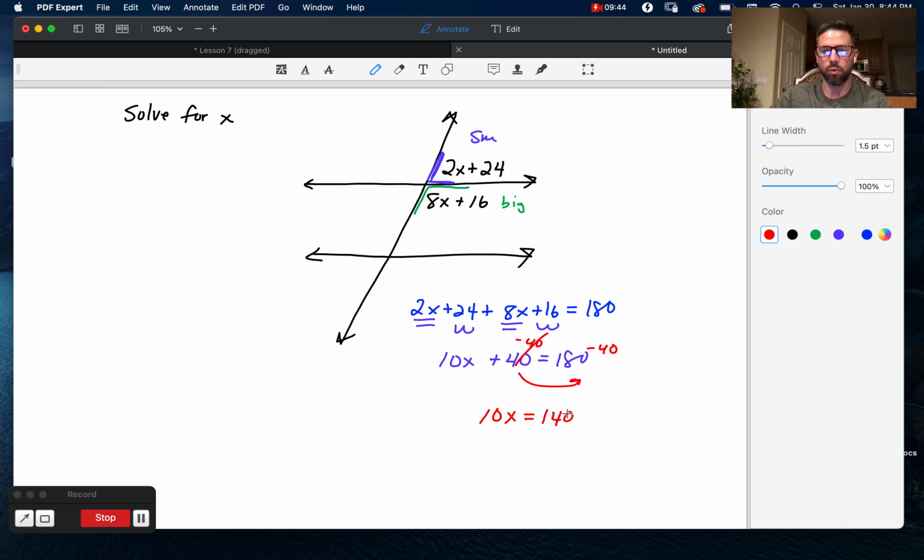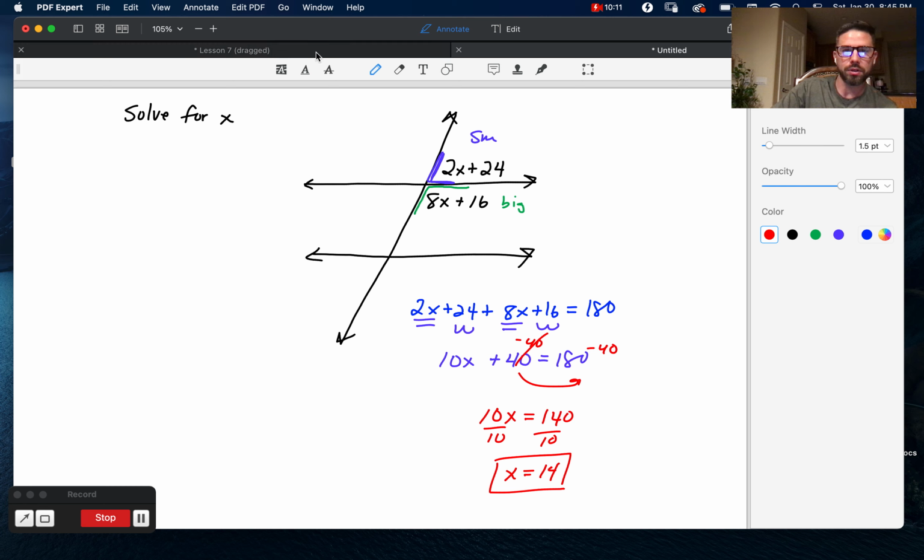10x equals 140, and x equals 14. Okay, can you see how we solve that type of problem? That's one of the problems where the angles are not the same, they're different. And when they're different, you have to add them and set them equal to 180. Okay, so I'm just going to start throwing some problems at you now, and we're going to practice.